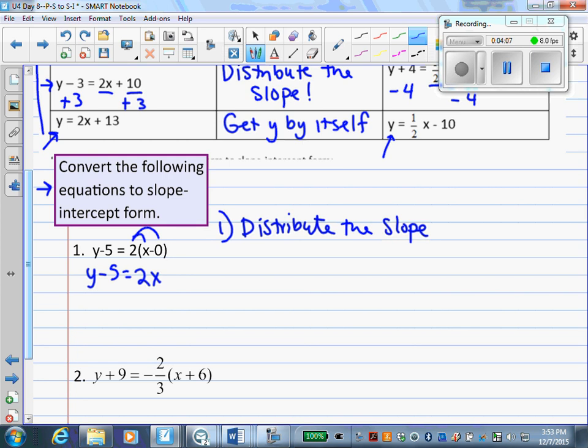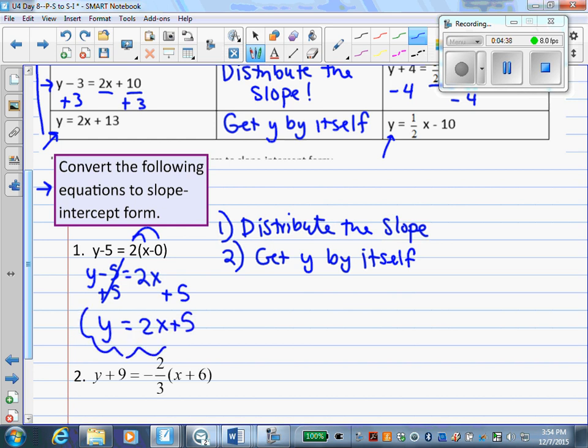Then our second step was to get y by itself. So in this case, since it's y minus 5, I really want y plus 0, which is the same as just y. So to make that minus 5 turn into a 0, I need to add 5. And then I need to do it on the other side as well. So I get the negative 5 and the positive 5 makes 0. So I could say y plus 0, or just leave it as y, equals 2x plus 5.